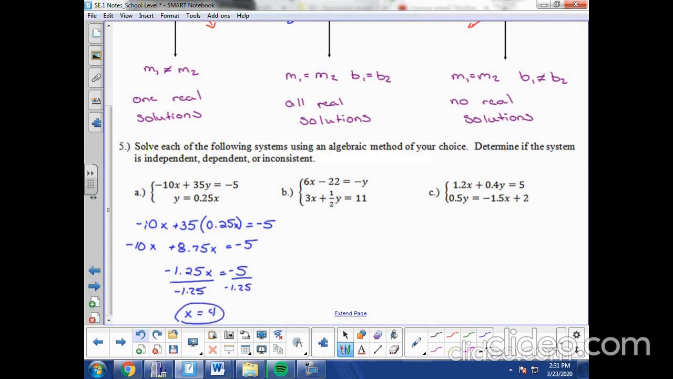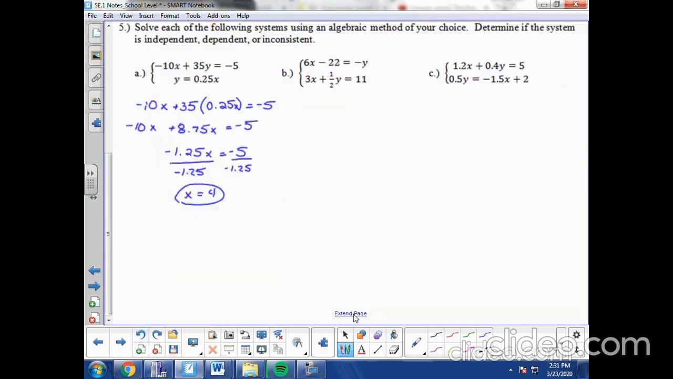So here's part of our solution. And then we can take 4 back into y and substitute. And then y equals 1. So there's the other part of our solution. This would be independent. This is what we've been working on up to this point, where we come up with one answer, one value for x, one value for y.